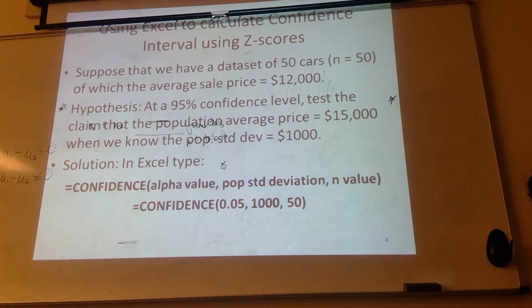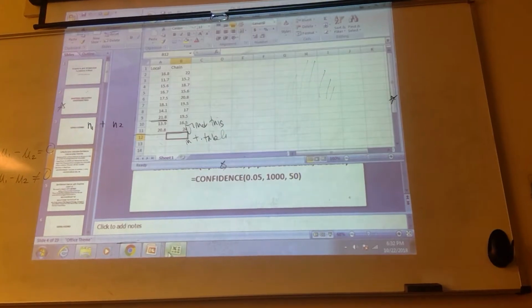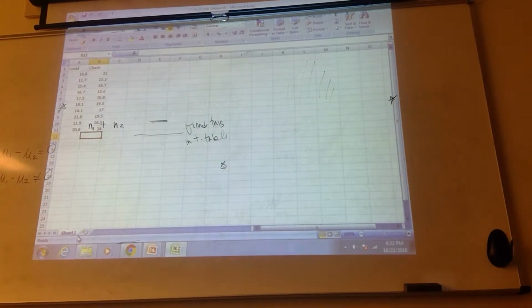So, using Excel to calculate the confidence values, here is the formula. What you need is the alpha value, the population standard deviation, and the n value. So if you pull up Excel, we're going to do a few things, and you just have to follow along with me.